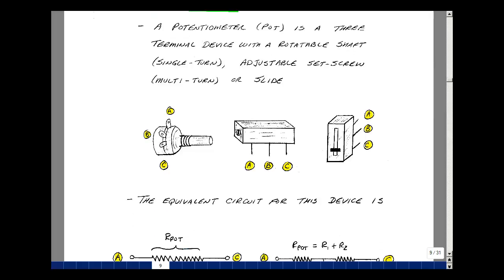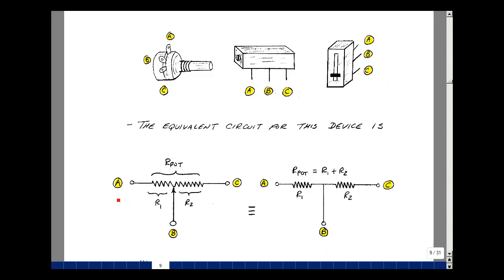Well, in ECE 201, we had the following. Between terminals A and C, there's a total resistance, this is the track, and then we're tapping off part of that. As an equivalent circuit, we can then write this as just a 3-terminal device where I've got a resistance, I'll call it R1 here and R2. This is going to depend on where you are rotating the shaft or the set screw or the slide switch. But your total resistance is just R1 plus R2.